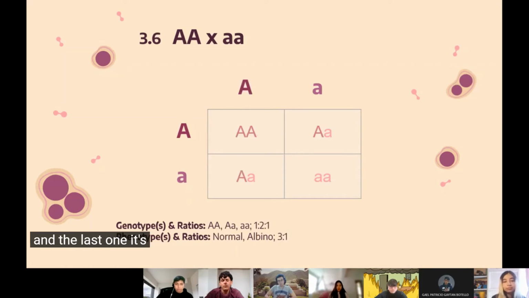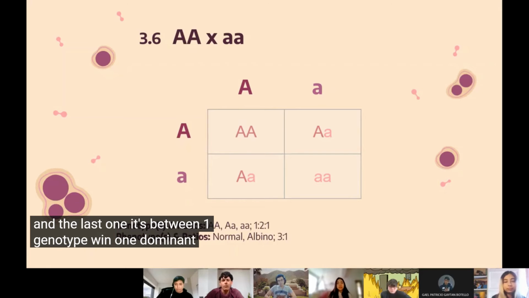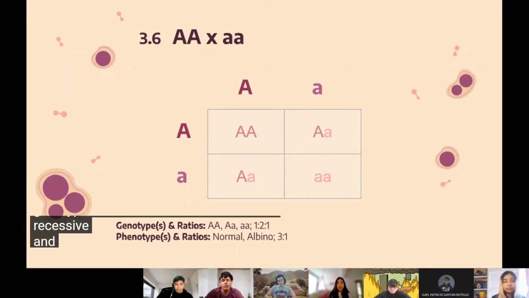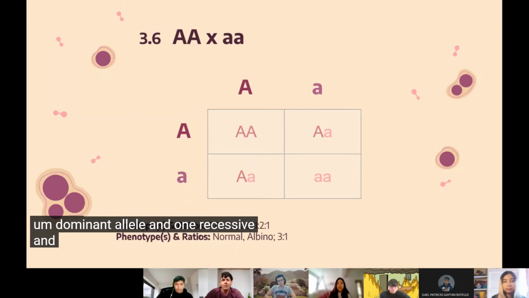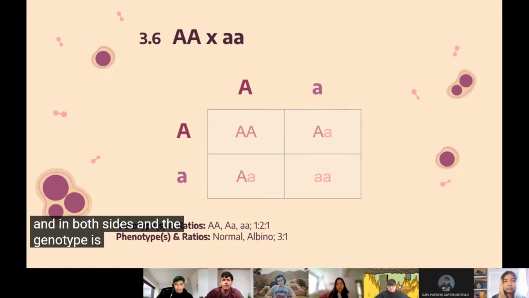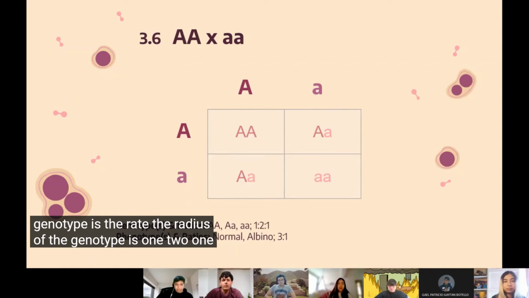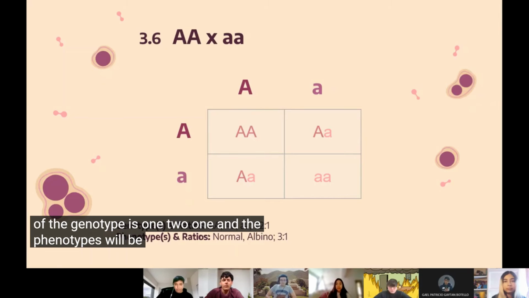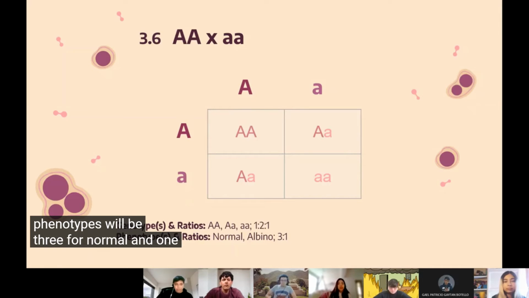And the last one is between two genotypes, each with one dominant allele and one recessive, on both sides. The genotype ratio is 1, 2, 1, and the phenotypes will be 3 for normal and 1 for albino.